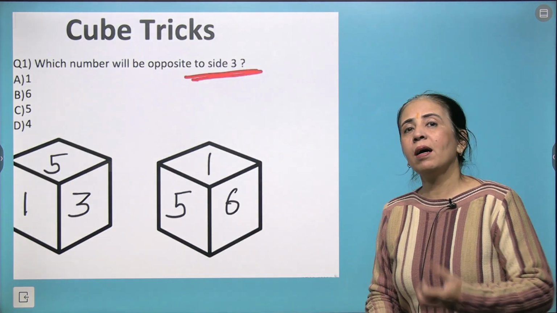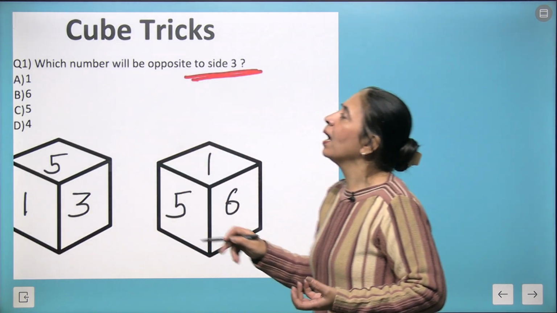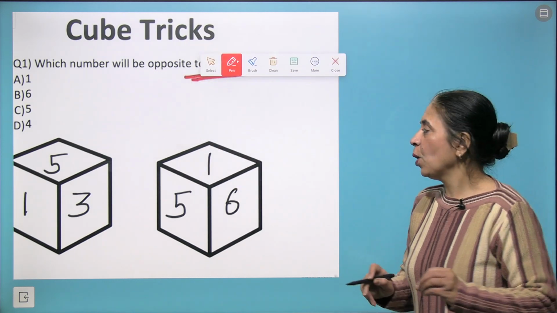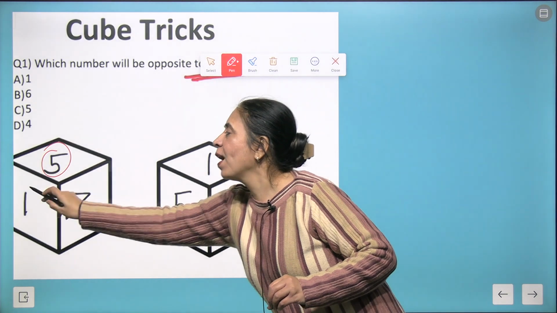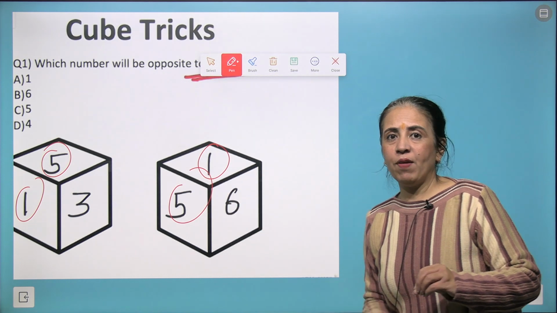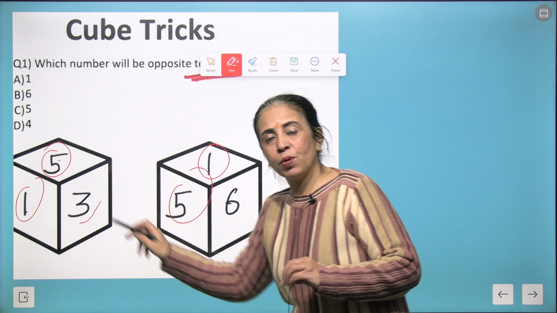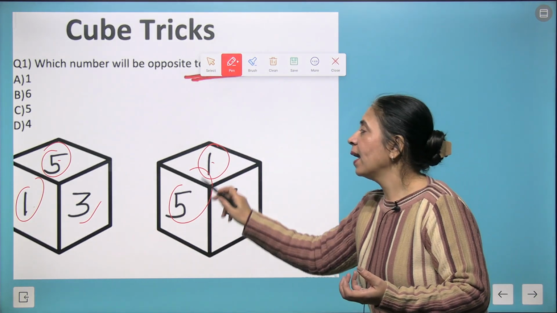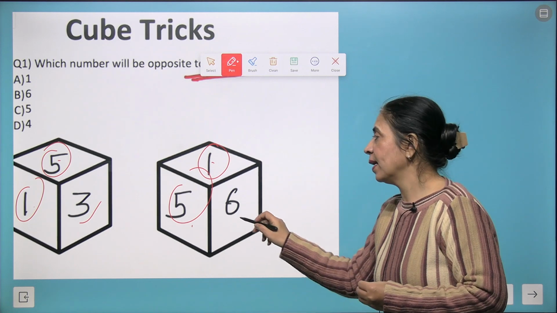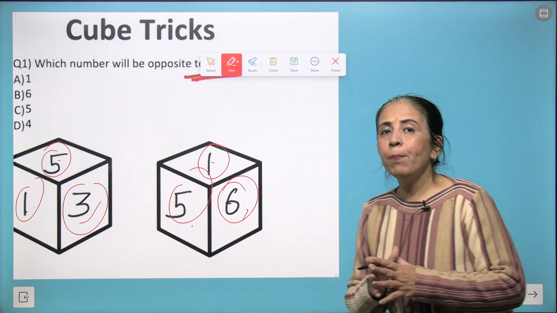Now let's take an example of a cube, and here the question is that which number will be opposite to 3? Now we observe that we have 5 and 1 here, and in the same way we do have 5 and 1 here. So adjacent number to 5 and 1 is 3 in one dice, and the same dice is rolled again. We get another face, that is 6.